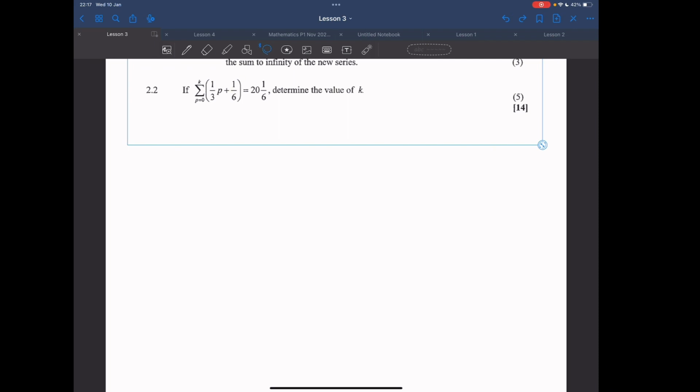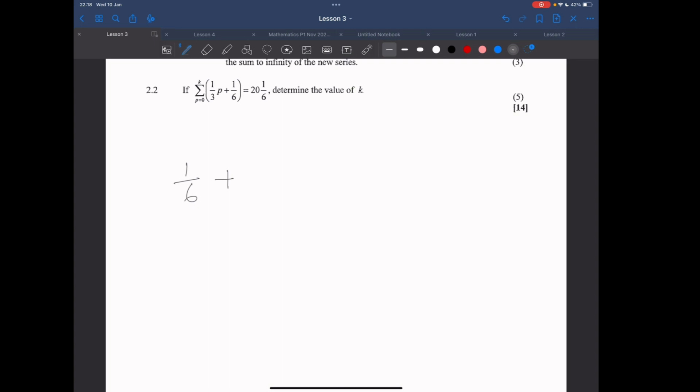They said the first term must start, so we start with a 0. We substitute p with a 0. If we put 0 on p for the first term, we will have 1 over 3 times 0, which is 0, plus 1 over 6, which gives us 1 over 6. That's the first term.